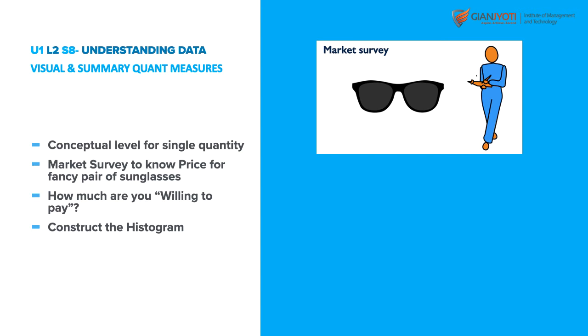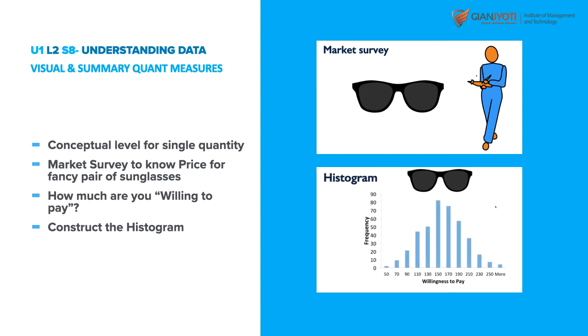Once I have done the market survey, I'll draw the histogram. As you can see in the histogram, on the x-axis it is the willingness to pay, and on the y-axis it is the frequency. For example, there are around two people who are ready to pay 50 rupees for these glasses, and the maximum is 150 as the price. That means around 80 people are willing to pay 150. So this is the histogram showing us the willingness to pay for the sunglasses.